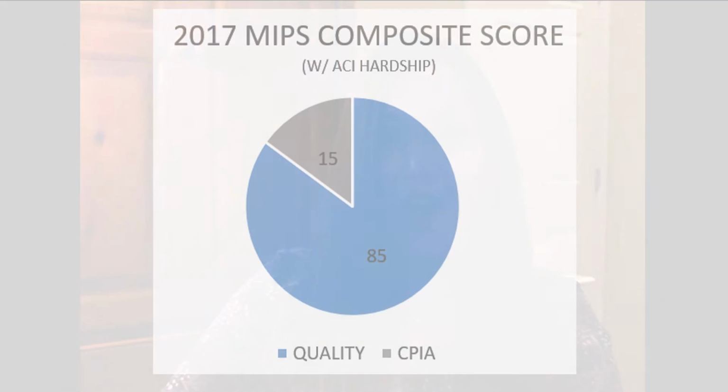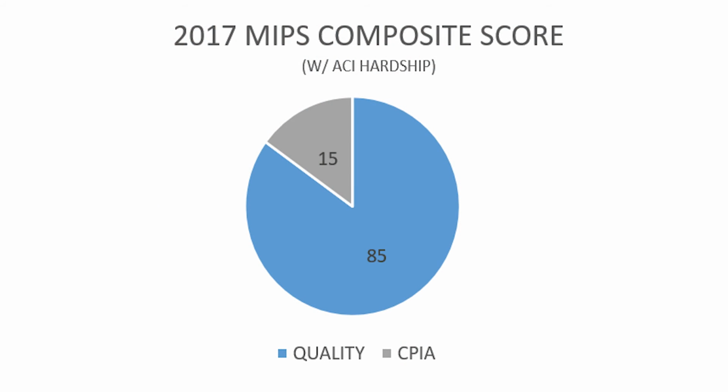If you're a nephrologist who normally opts out of meaningful use by taking a hardship exception, you may want to reconsider that for next year. Taking a hardship in the ACI world means that the ACI category will be reweighted at 0 and your quality category will now be worth 85% of your MIPS score. We'll dig into the details of that one later.